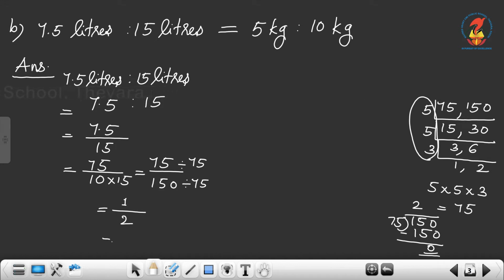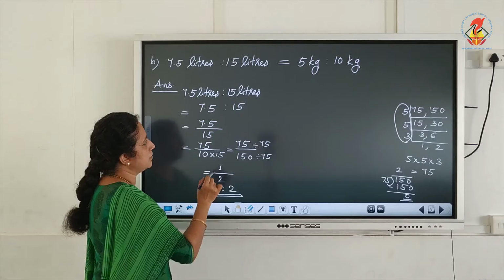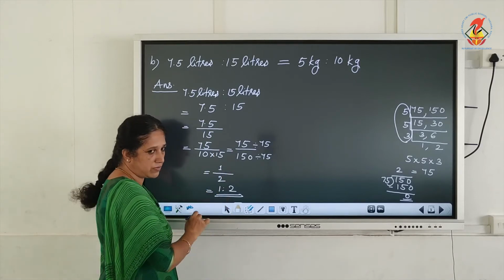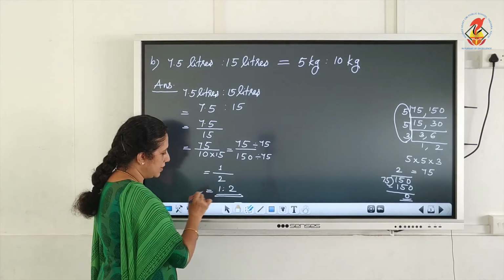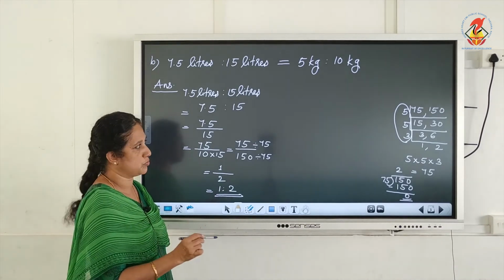So 1 by 2. We can write this as 1 is to 2. So 7.5 liters is to 15 liters, when we reduce to the lowest form, the corresponding ratio is 1 is to 2.